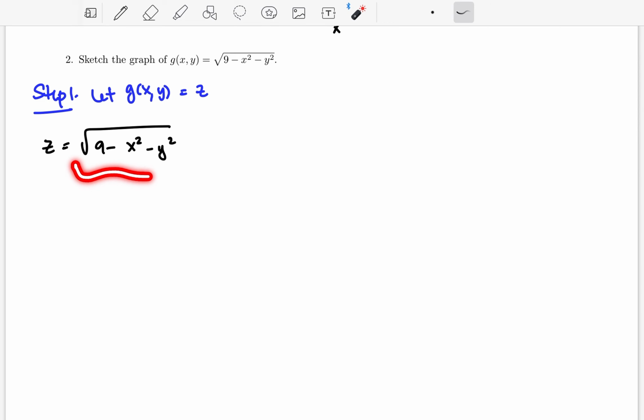We know that this is positive, don't forget that. I'm going to write it here. This implies that z is positive, so z has to be larger than or equal to 0.